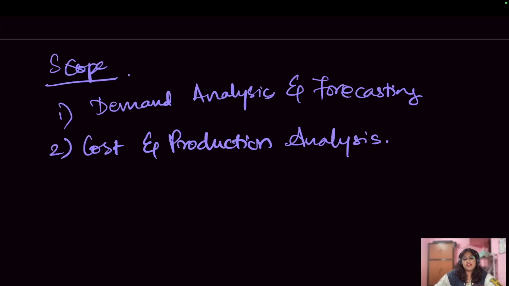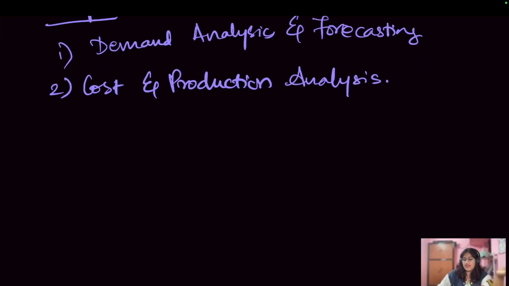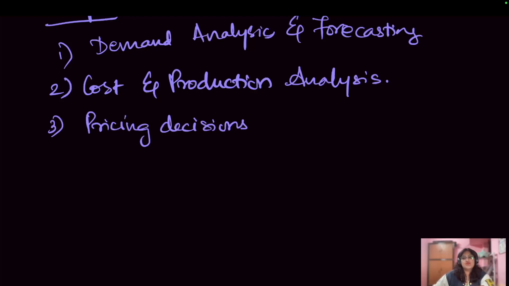The next one is cost and production analysis. Here it is about figuring out the cheapest way to make things. So first we identified how many things we have to make. Now we will identify what is the cheapest way to make those things. Next is the pricing decisions. That is finding the sweet spot of the price. Now you have produced your goods. Now we have to fix the price at which you will be selling this at the market. So you have to find a price that is competitive, yet that will give you enough profit.